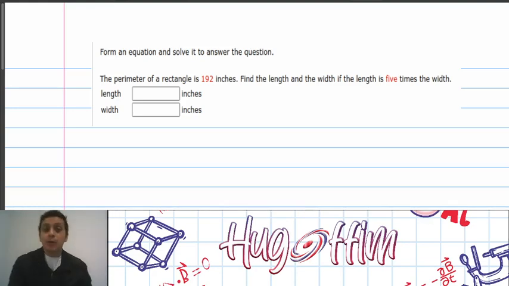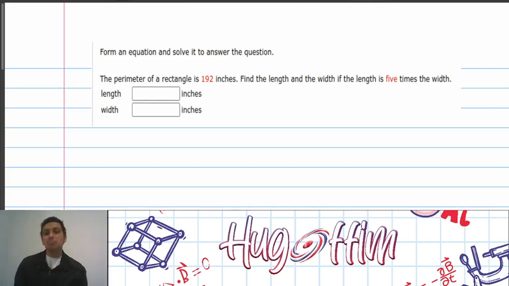I want you to imagine that you have a rectangle. Imagine that you have a situation in which you require a rectangle, and you want to know the perimeter, and in this case the perimeter is 192 inches. And it happens that you have as a constraint that the length and the width are related, in which the length is 5 times the width. And you want to know what are the dimensions of this rectangle, the length and the width. So welcome to this video.